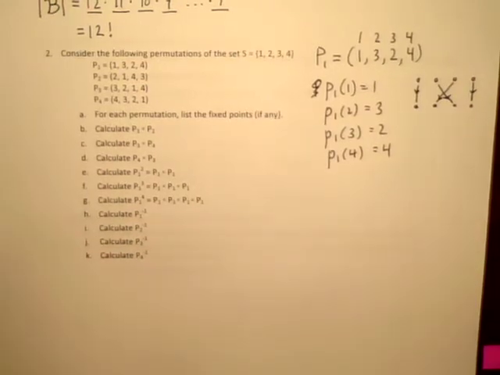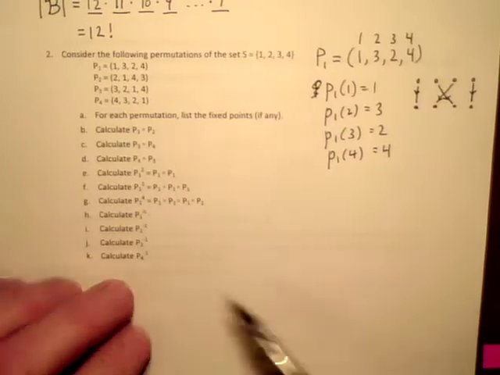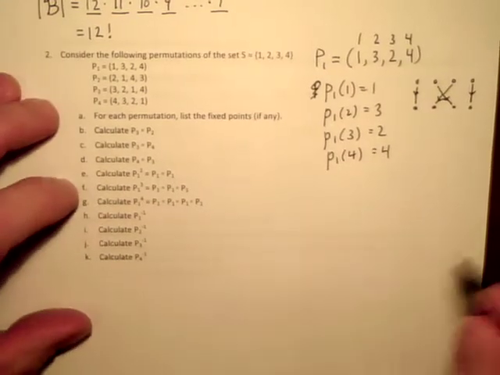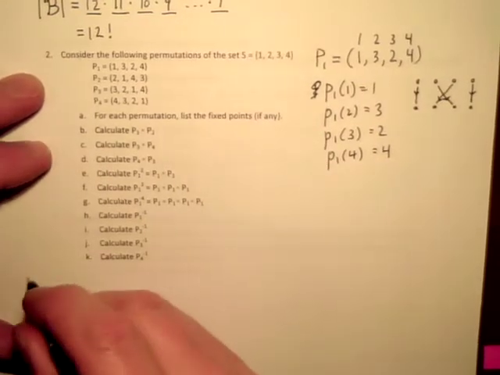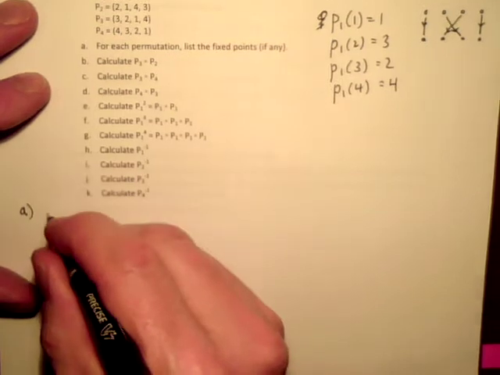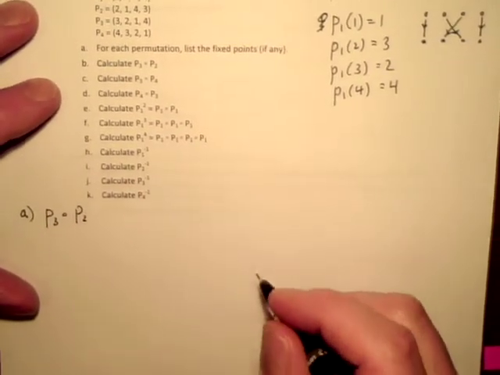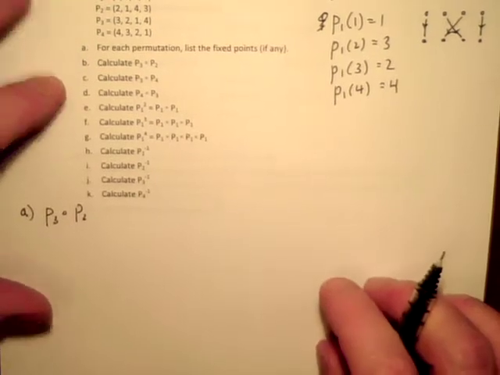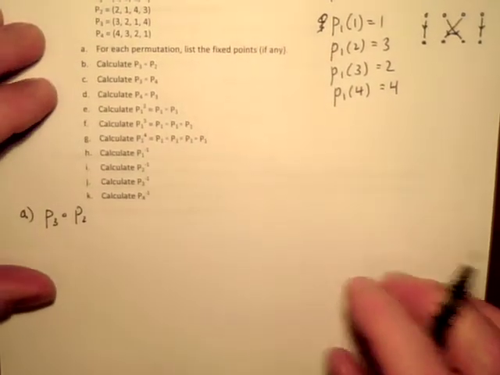Okay. In any case, we're given these 4 permutations and we need to calculate some compositions of them. The first one is P3 composed with P2. Can we see this down here? Yep. P3 composed with P2, and boy, the jiggle is just a bit much, isn't it?